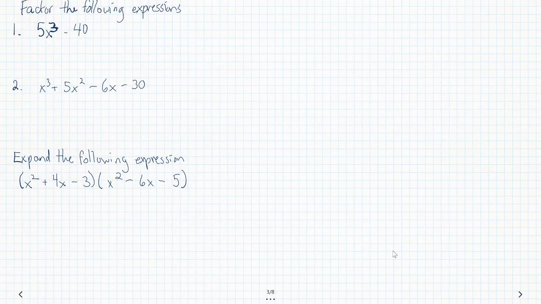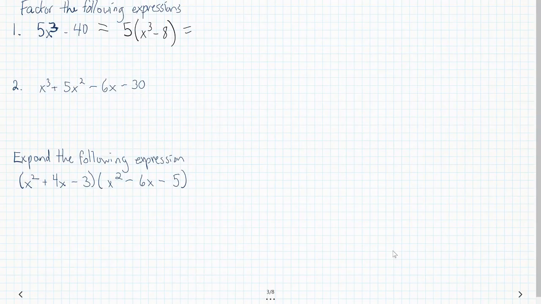Alright, so moving forward, let's start factoring some things. In this case, if we want to factor the following couple of expressions, we have 5x cubed minus 40. Well, first things first, you can see that that has a 5 involved in both of those terms, so you can write this as 5 times the quantity x cubed minus 8. And in the second case, we'll get to that in a second.